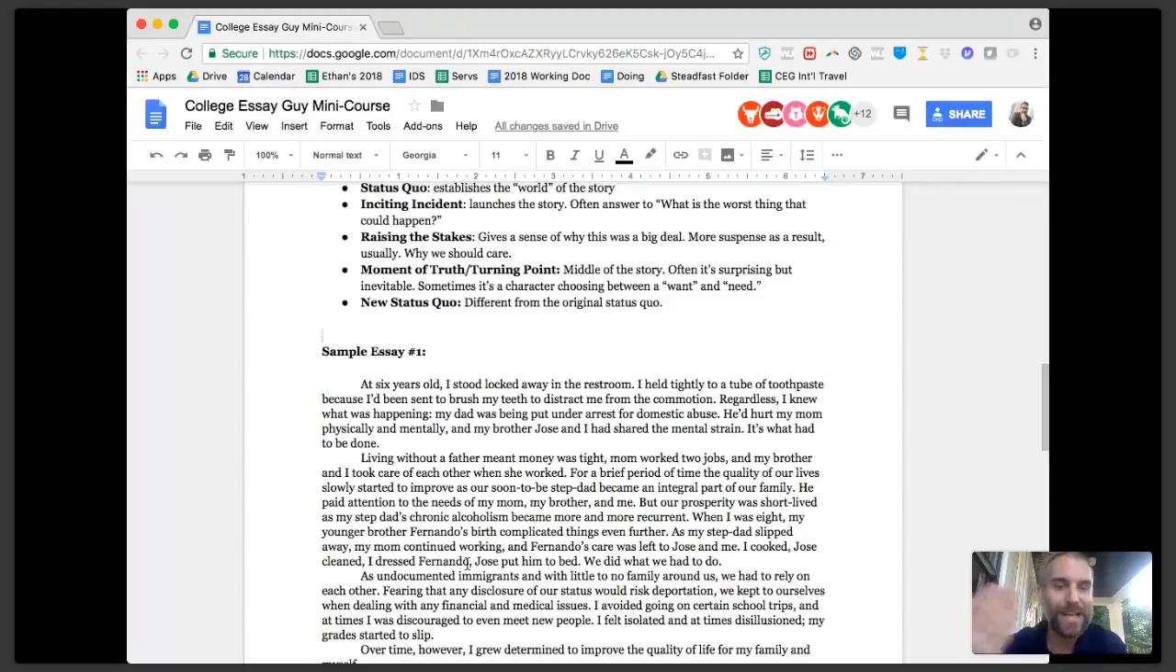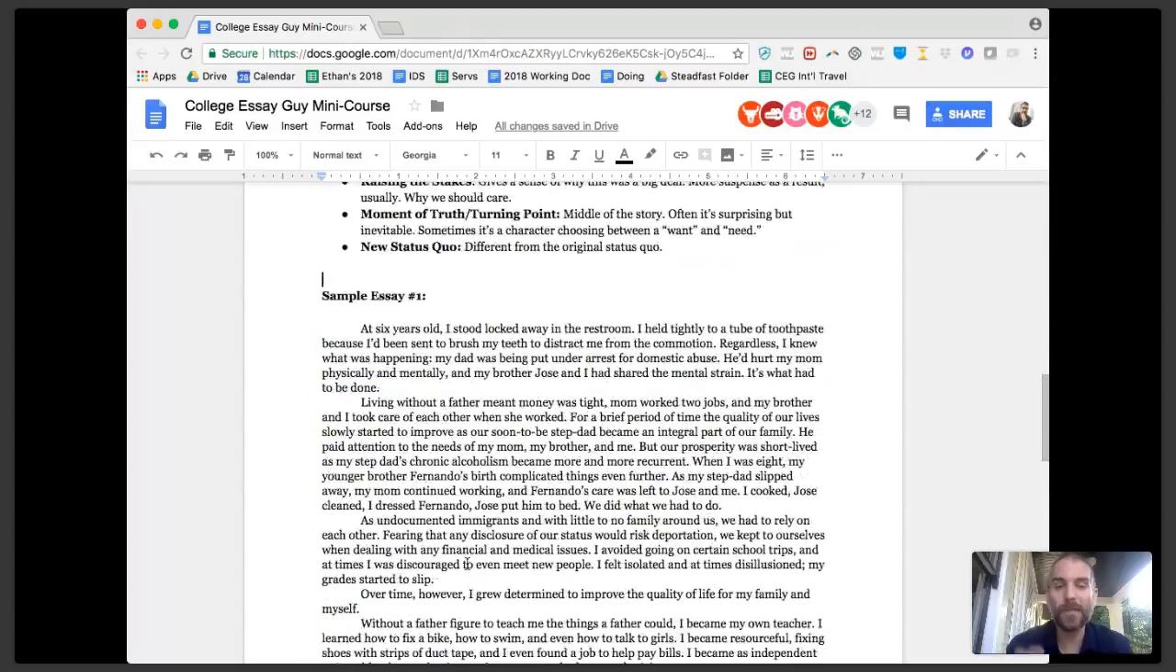The impact of that was that they didn't talk. They didn't seek out medical help when they could have because they didn't have access to it. I avoided going on certain school trips, and at times I was discouraged to even meet new people. I felt isolated and at times disillusioned. My grades started to slip. Over time, however, I grew determined. Can you see the turning point already? Over time, however, I grew determined to improve the quality of my life for my family and myself.